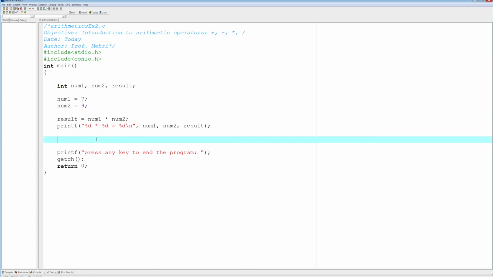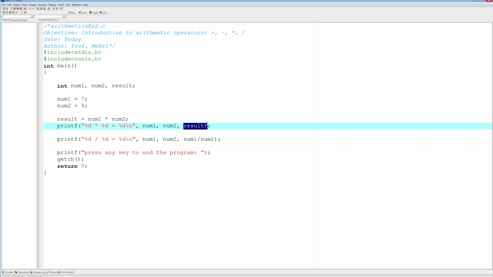Okay, well, let's do a division. Let's do an integer division. Now, we could do it in the printf statement itself, or we could change the result if you want. So a %d divided by %d equals %d. The result is an integer, slash n. And so let's go ahead and do num1, num2, and for the result, you're gonna have to do the division right here, num1 divided by num2, right? So we're doing the operation right here instead of an intermediate variable like result. So you can do operations right in the printf statement.